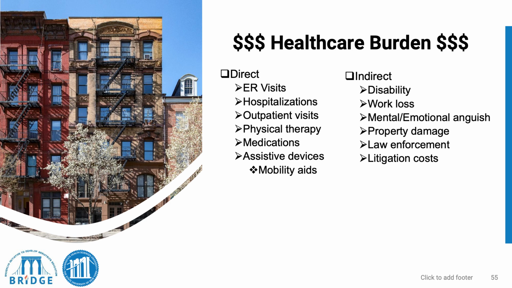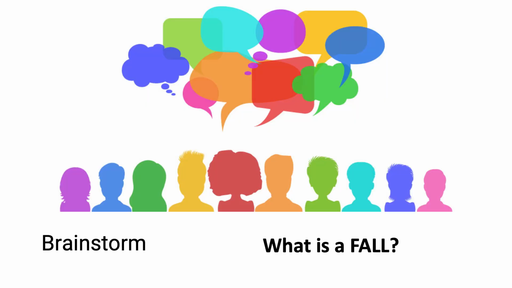This is also relevant because there's a tremendous economic or healthcare burden that's associated with falls. The direct cost is attributed to ER visits, emergency room visits, hospitalizations, outpatient visits, physical therapy, medications, and the cost associated with assistive devices. Indirect costs are related to disability, work loss, compensation, mental or emotional anguish, property damage, litigation, and law enforcement. So what is a fall?